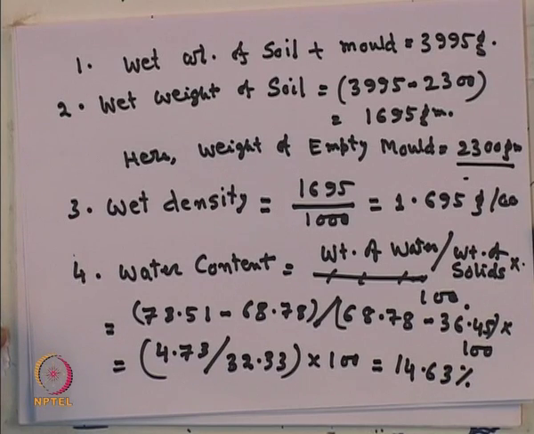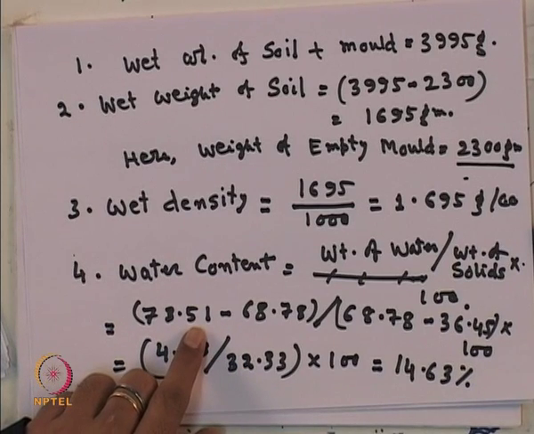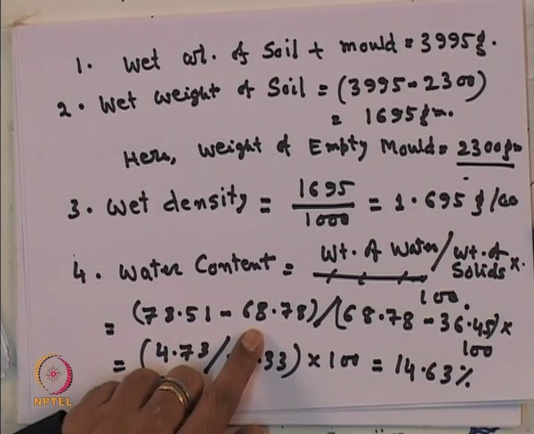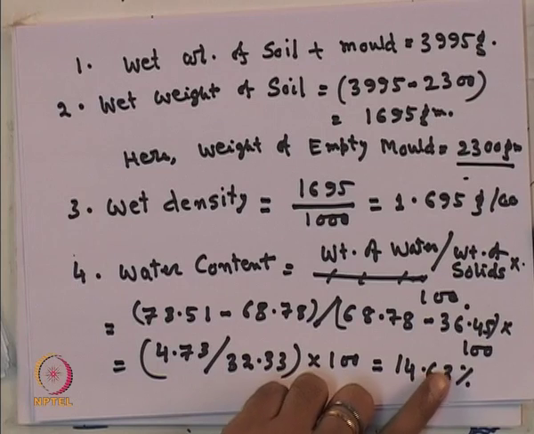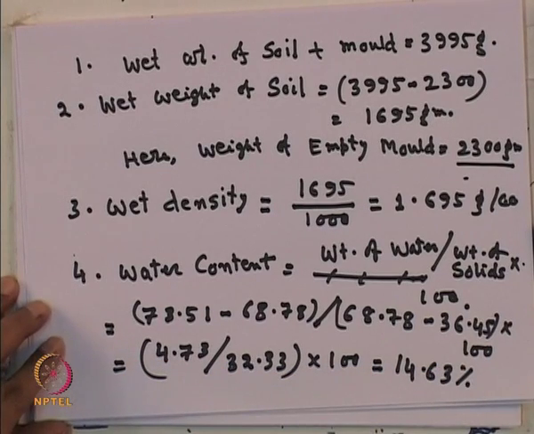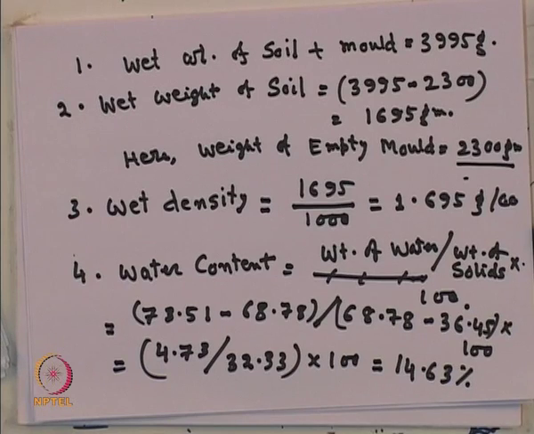So, which I have shown you here, that moisture content, you can see here, this is 73.51, weight of this water here, and then 68.78, this is dry soil weight 68.78, minus weight of solid, that is 68.78, minus this is weight of empty is 36.45. So, that is this into 100, which will give you the moisture content, and this is 40.60%. So, you can calculate that water content.